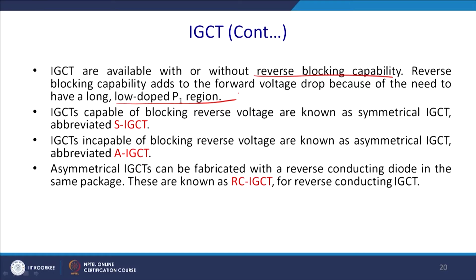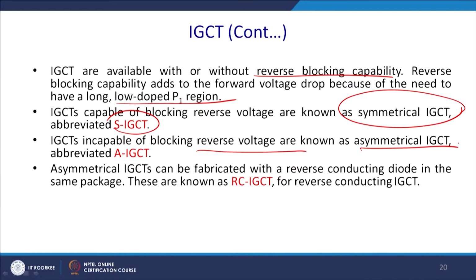An IGCT capable of blocking reverse voltage is known as the symmetrical IGCT, abbreviated the same as your GTO. So, it is SIGCT. An IGCT incapable of blocking reverse voltage, with an anti-parallel diode, becomes an asymmetrical IGCT, abbreviated as AIGCT, that is quite frequently used in VSI kinds of applications.